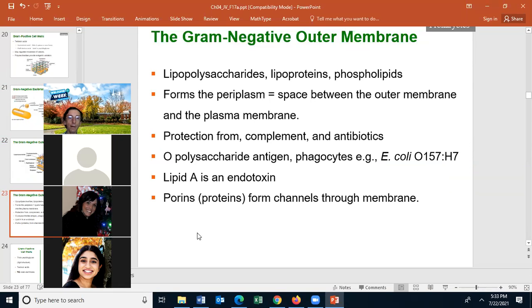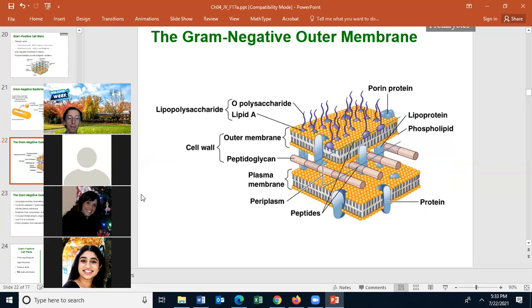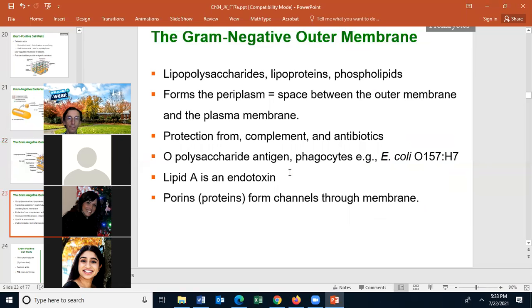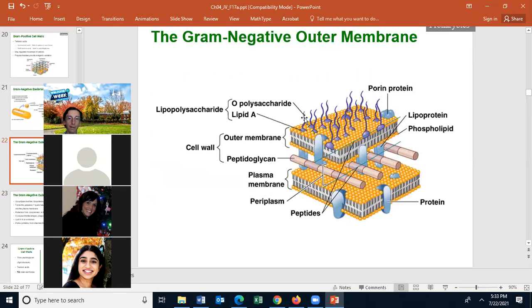The O polysaccharide attached to the lipid A can give the cell antigenic variation, meaning our immune system can recognize that O polysaccharide. And when we talk about E. coli O157:H7, O157 is the specific O polysaccharide antigen on this E. coli cell, meaning that O157 is this part of the cell.